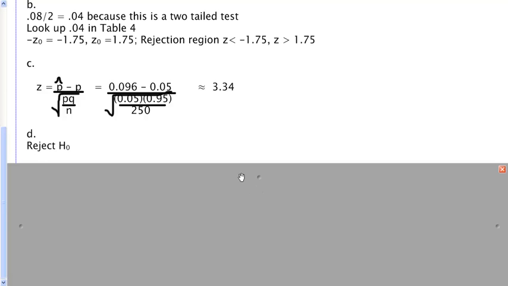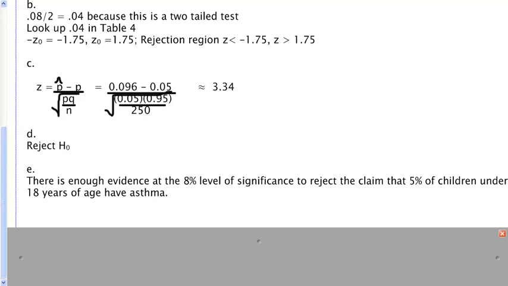Alright, and at that, you're going to reject the claim, because if you look here, 3.34 fits into this rejection area here. It's a little bit bigger than that, and remember, we have a curve, and where 1.75 is, everything above it is a rejection area. So I'm going to reject my null hypothesis, or my claim, and I'm going to write it in terms of the question. It says there is enough evidence at the 8% level of significance to reject the claim that 5% of the children under 18 years of age have asthma.